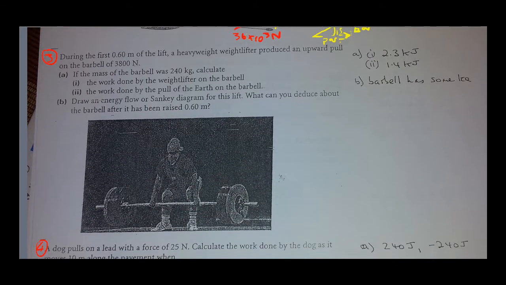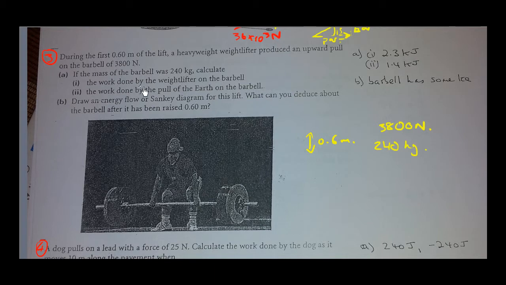Let's see, question 3 is the guy with the dumbbell. So he lifts it a distance of 0.6 meters, that's 60 centimeters, and he produces a pull of 3,800 newtons, and the mass of the barbell was 240 kilos. So, the work done by the weightlifter on the barbell.